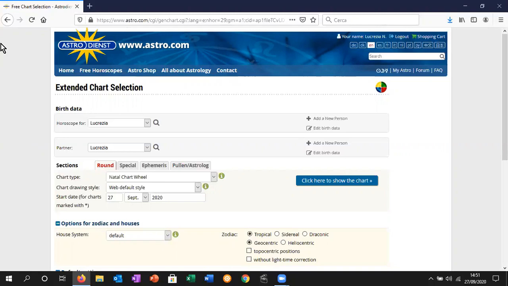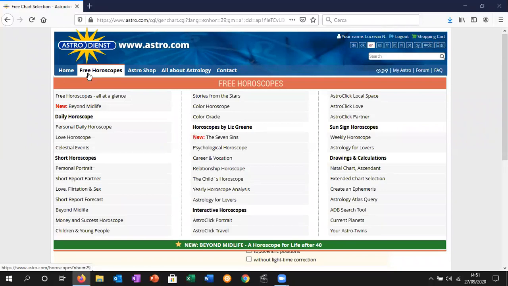To get the relocation chart is basically to pretend that you were born in another place, yet at the same exact moment. So if it's in a different time zone, the hour would be different. Now I'll show you how to create a relocation chart on astro.com, and then we will go through some ways to interpret it. The first thing you need to do is go on astro.com under the free horoscopes tab.